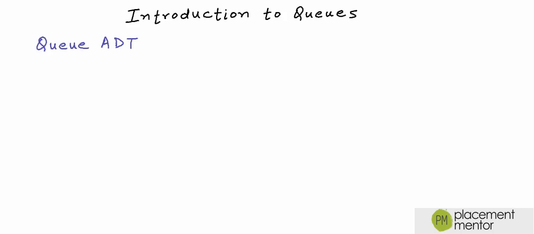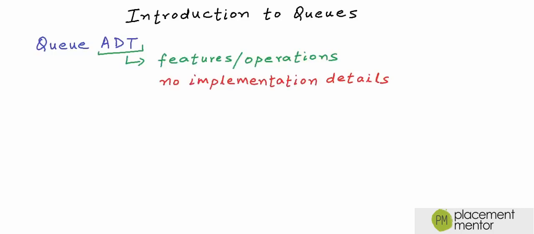We are going to talk about queue ADT. Just the way we did it for stacks, first we are going to talk about queue as an abstract data type, or ADT. As we know, when we talk about a data structure as an abstract data type, we define only the features or operations available with the data structure and do not go into implementation details. We will see possible implementations in later lessons. In this lesson we are only going to discuss the logical view of the queue data structure. Okay, so let's get started.